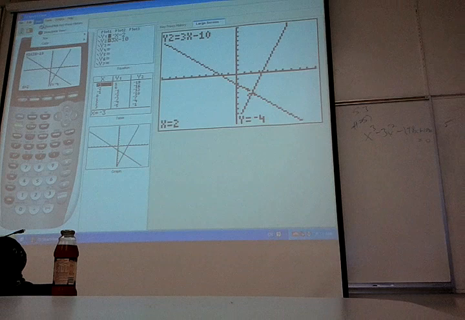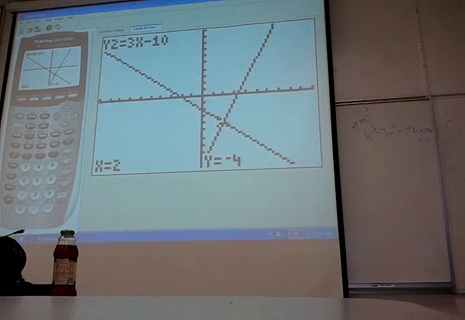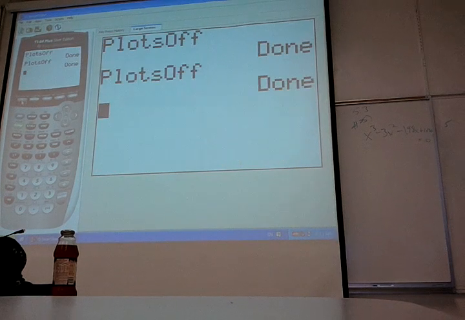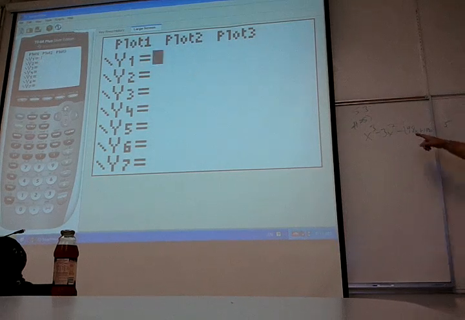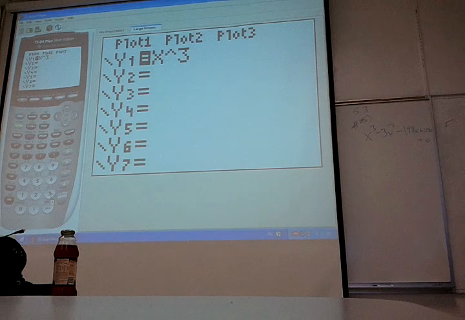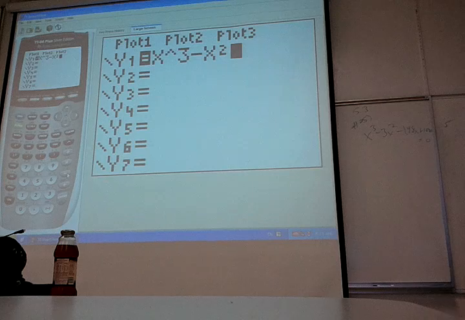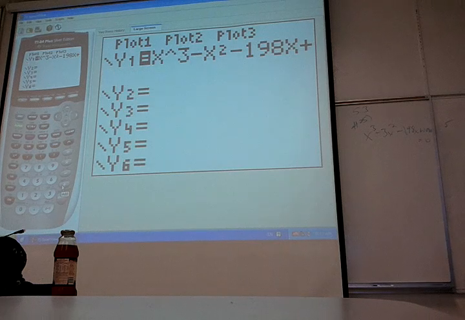Took the wrong one. All right. So let's put this in here. X cubed. So you say x, a little caret there, to the third power, minus 3x squared, minus 198x, plus 1,080.